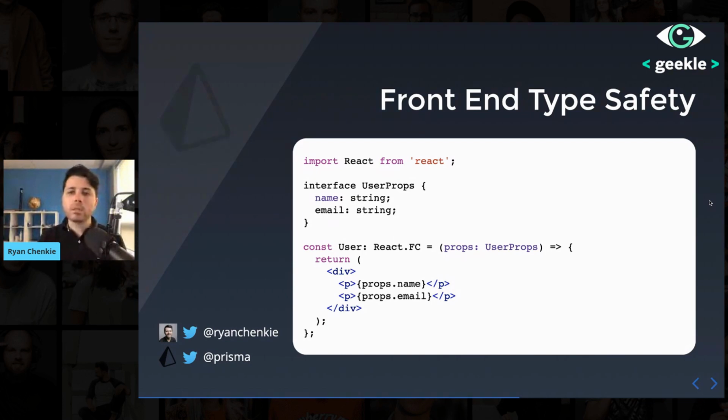So where do we apply this? Front-end type safety might look like this. If you've got a React application and you've got some user component, you might want to set types for your props.